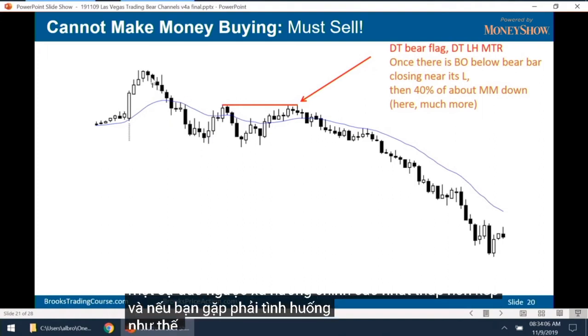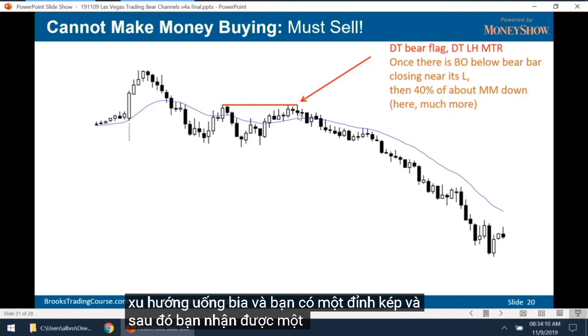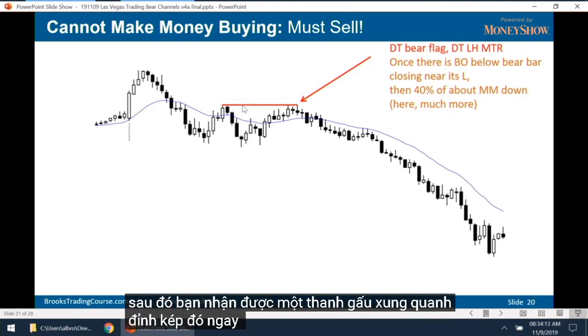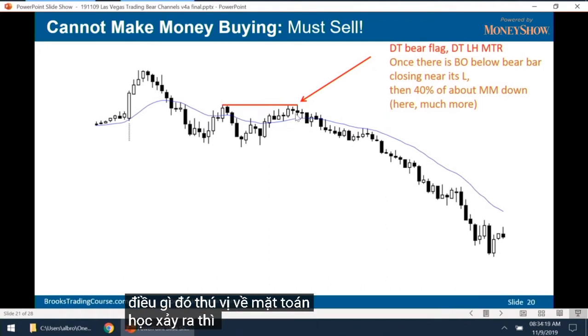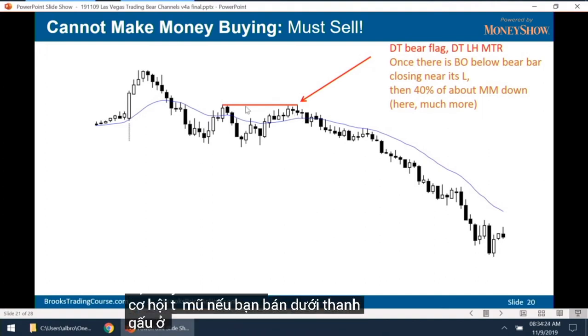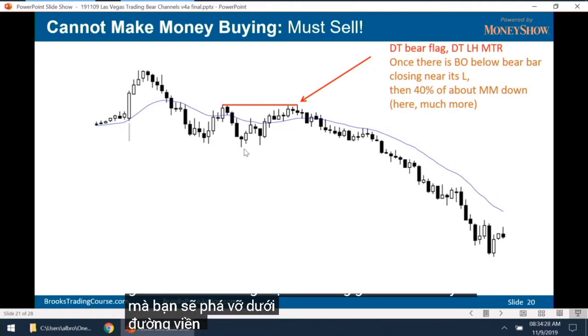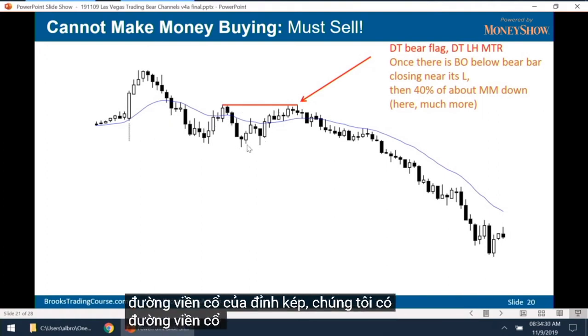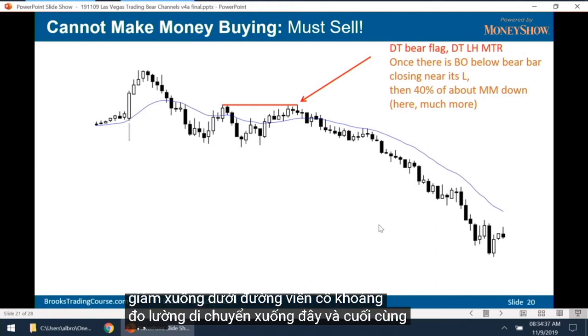And if you have a situation like this where you think you're in a bear trend and you have a double top, and then you get a bear bar around that double top, as soon as you see a bear bar, something mathematically interesting takes place. There's a 40% chance that if you sell below a bear bar at a double top in a possible bear trend, that you're going to break below the neckline of the double top. We have a double top, neckline. 40% chance you'll fall below the neckline for about a measured move down. Here, it ended up falling much lower.